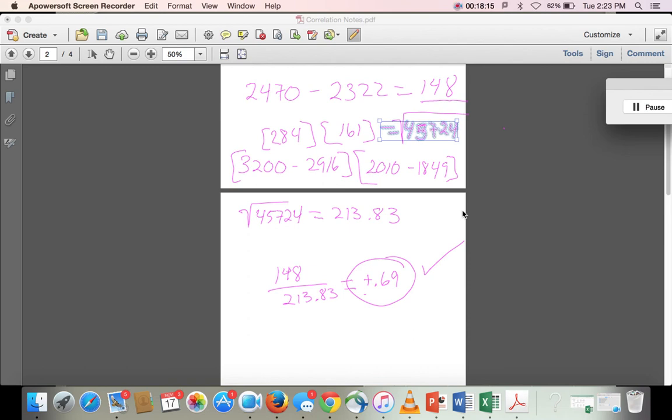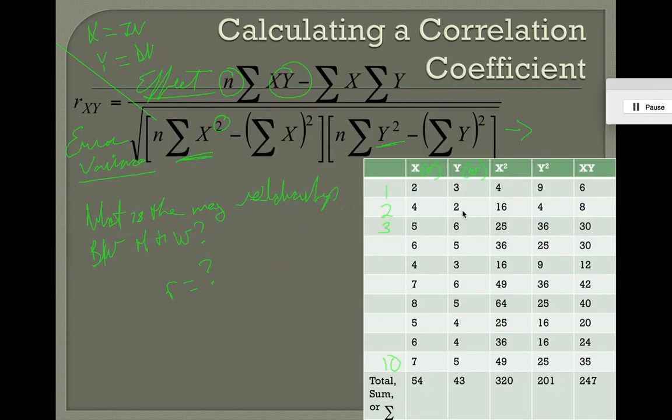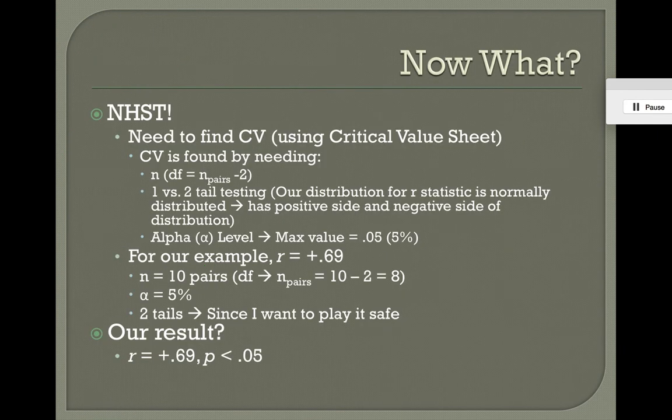So now we want to know, now what, right? I guess that's the big question. So great, we've done all that, and again, our value is 0.69. The big question is, now what do we do? And the answer to now what do we do, we come back to our favorite thing that we've always been doing all semester long, null hypothesis significance testing.